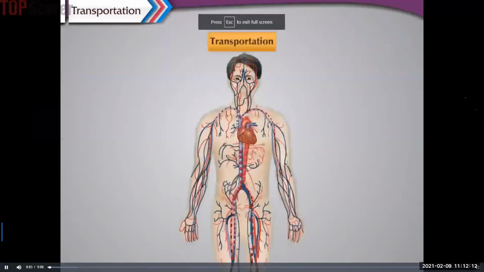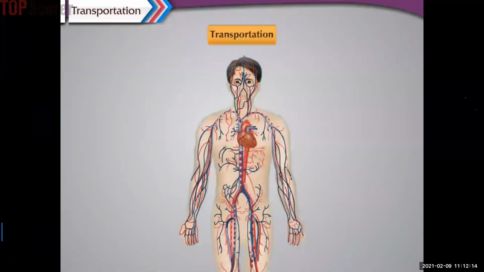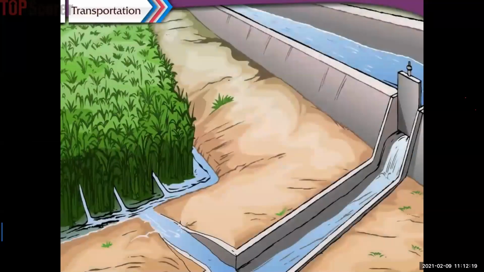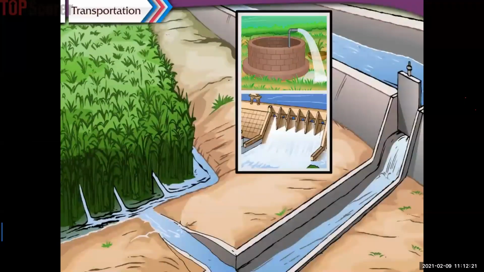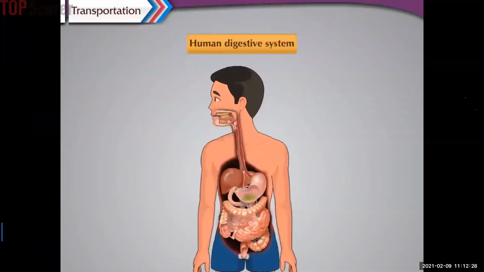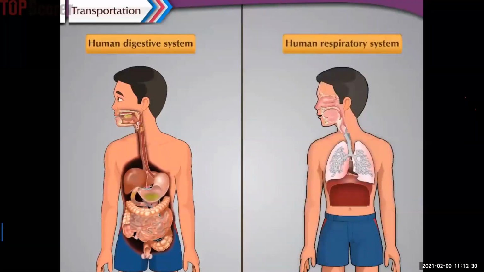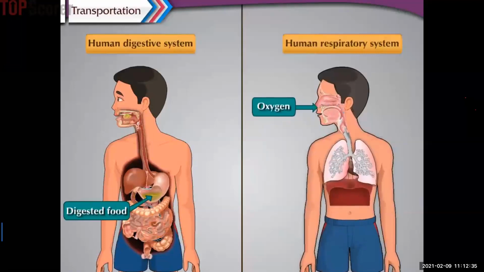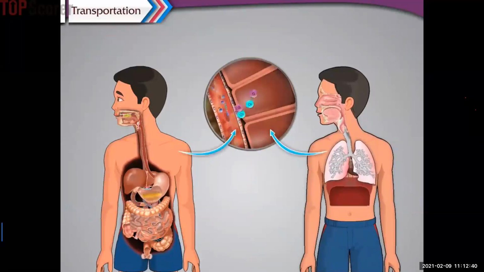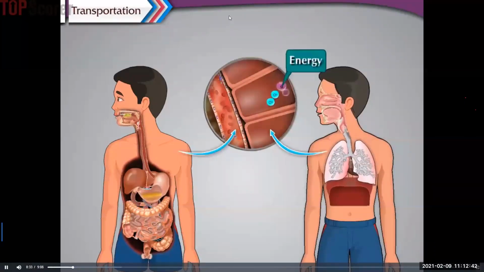Transportation. Let us consider an example to understand the term transportation. A farmer transports water from wells or dams, from the canals to the plants through channels. In the same way, the human digestive system and respiratory system work. In the human body, the digested food and oxygen inhaled by the lungs is supplied to all cells of the body. By the human digestive system, the food that we eat gets converted to energy.